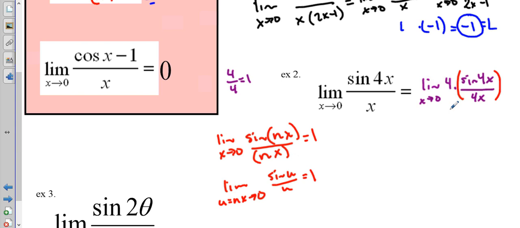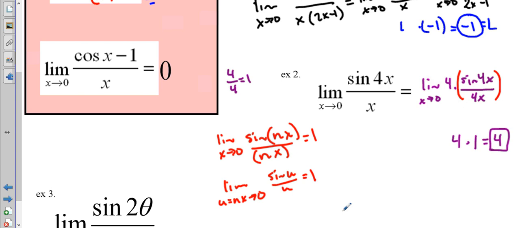Because I know now the limit as x approaches 0 of sine of 4x over 4x, we know that's 1. And that's going to be multiplied by 4. Okay? Well, 4 times 1 is 4. And guess what? That's our limit. That's it. So whenever you have a value there, we just multiply the other one on top right there.